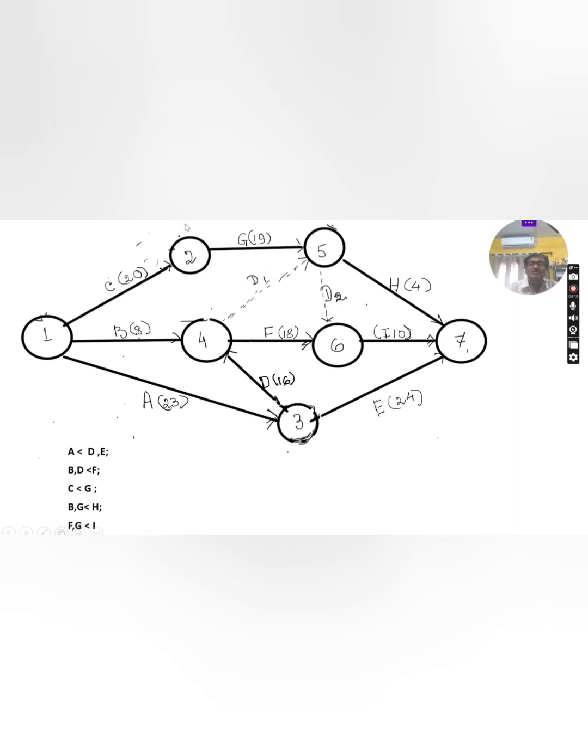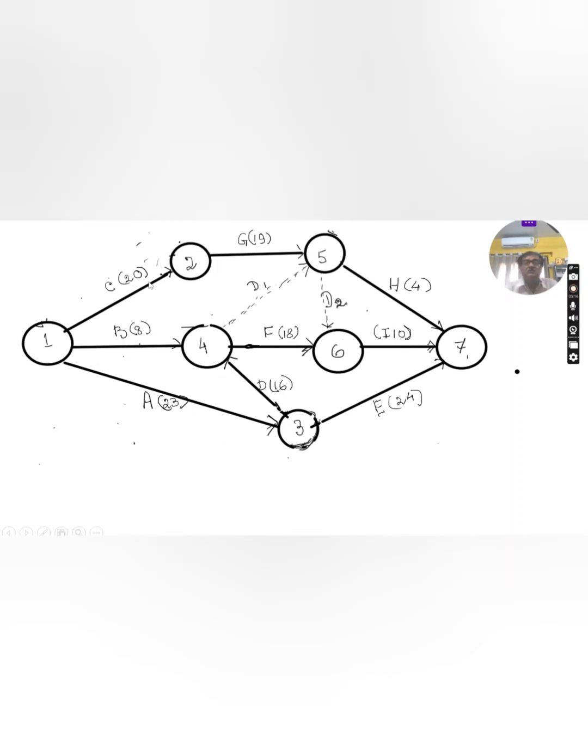Now I am not going to discuss how to draw the network. I am just showing the logic given for the activities. A less than D and E means D and E activities will be done only after completion of A. Only after completion of A, D and E activities can be started. They cannot be started before A. C less than G means after completion of C, G will start. In this way. For better understanding, see the previous video. I am not going to waste the time.